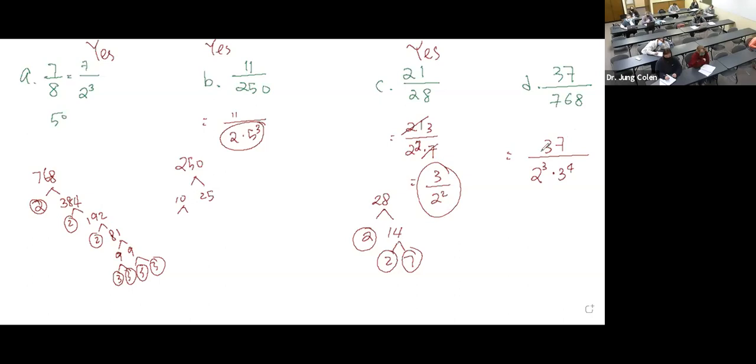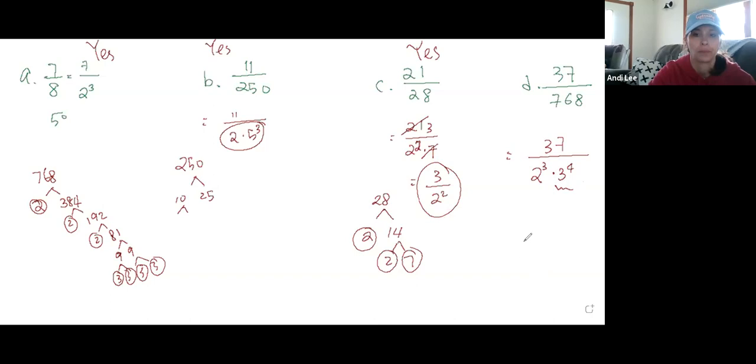Is 37 a prime number or not? It is a prime number, so it doesn't have any factor of 2 or 3. So as you can see, we have 3 to the fourth power. So is it or is it not a terminating decimal? No. Very good. So it's no, it's not. Great job, guys. So I believe you have the idea about finding terminating decimals.